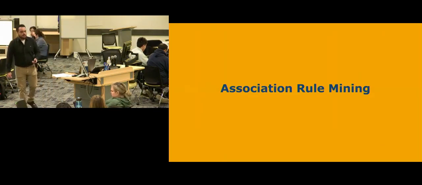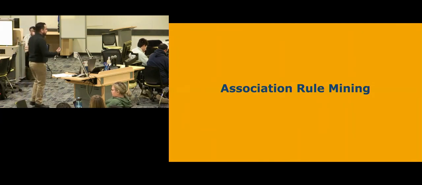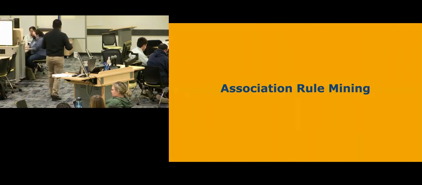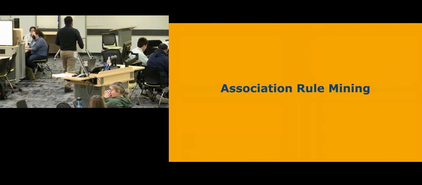Okay, so max and closed patterns are one simple way to look at some interestingness in the association rules that we might have found. Now let's see some other ways of doing association rule mining.